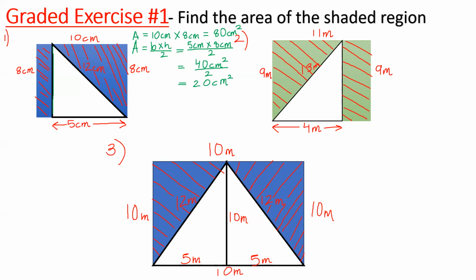Okay, now we have the area of the rectangle and we have the area of the triangle. But we want the area of the shaded region. So how are we going to get that? We have to subtract these two. So what is 80 centimeters squared minus 20, Joseph? 60. Is he correct? Is it 60?